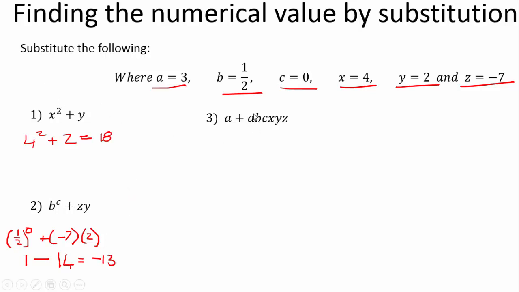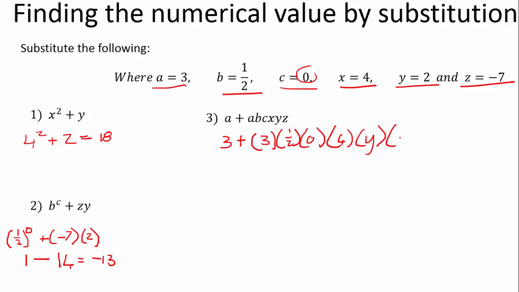A plus A, B, C, X, Y, Z. Oh, there's a C there, so we can immediately tell that's going to be 0. But let's replace it. Well, let's substitute it. So that's A is 3, B is a half, C is 0, X is 4, Y is 2, Z is negative 7. And all of that times by 0 is equal to 0, 3 plus 0, and that is going to equal 3 plus 0. Let me just erase this rather. So 3 plus 0, and that is equal to 3.